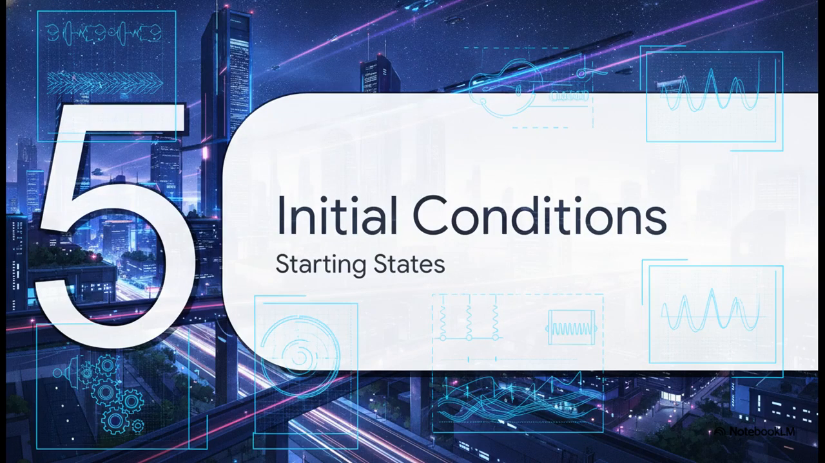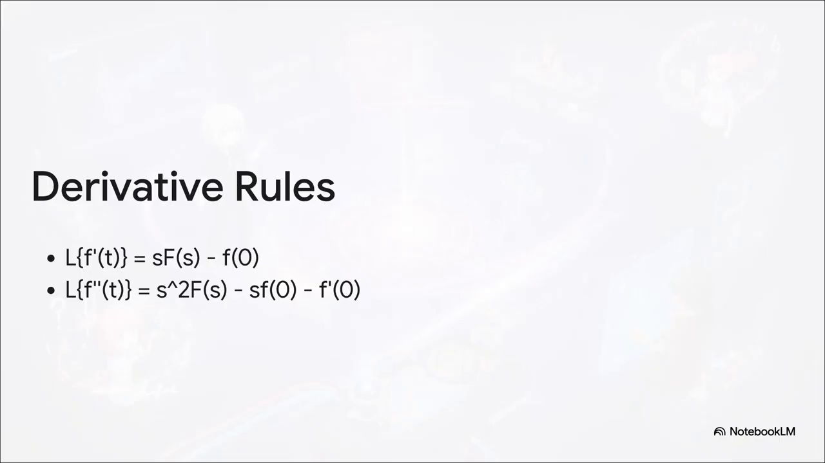And finally, Section 5, handling initial conditions. This final step right here reveals exactly why Laplace is the absolute perfect tool for real-world dynamic systems. Take a really close look at formulas 10 and 11 from our table, which deal specifically with derivatives. When we transform a first derivative, f prime of t, we get s times F of s minus f of 0. And for a second derivative, it's s squared times F of s minus s times f of 0 minus f prime of 0. Notice how it elegantly just subtracts those zero terms right out of the gate?